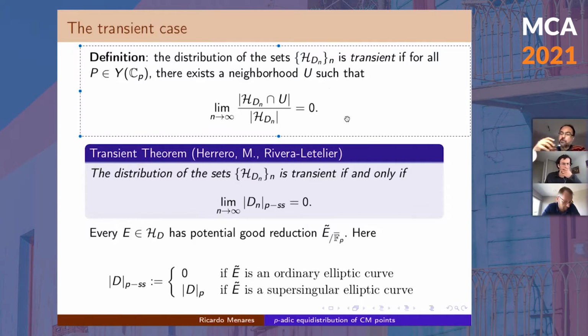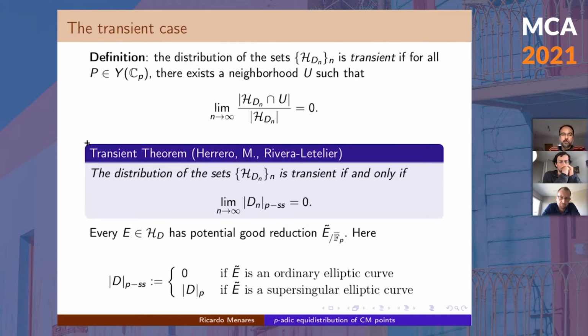So the distribution will be transient when CM points are not really accumulating anywhere. Our first theorem that we prove with Sebastián and Juan is a characterization of when this happens. The distribution of the sets HDN is transient if and only if a condition on the sequence holds, which reads: the limit of the p-supersingular absolute value of dn is 0.